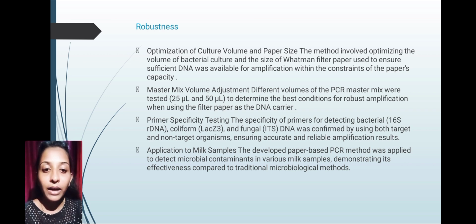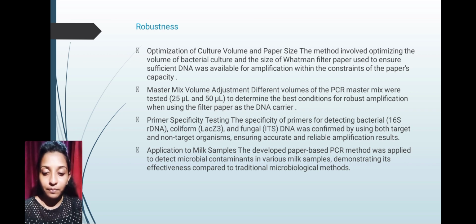Then primer specificity testing. The specificity of primers for detecting bacterial 16S rRNA, coliform lacZ3, and fungal ITS DNA was confirmed by using both target and non-target organisms, ensuring accurate and reliable amplification results. The developed paper-based PCR method was applied to detect microbial contamination in various milk samples, demonstrating its effectiveness compared to the traditional microbial methods.